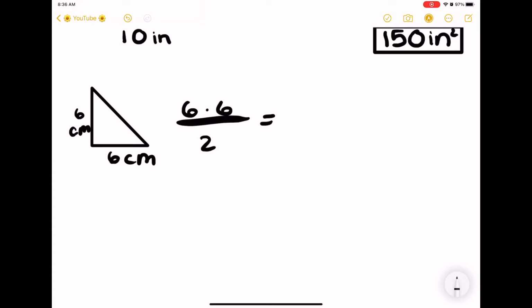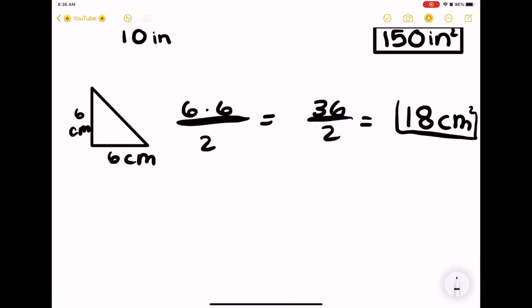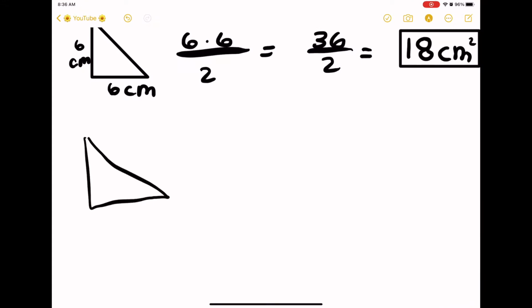And for example, let's say we have 6 by 6. So this is technically a half of a square, but we still solve it the exact same way because a square is a rectangle. So we can technically use the same equation, and then we'll get 18 centimeters squared.